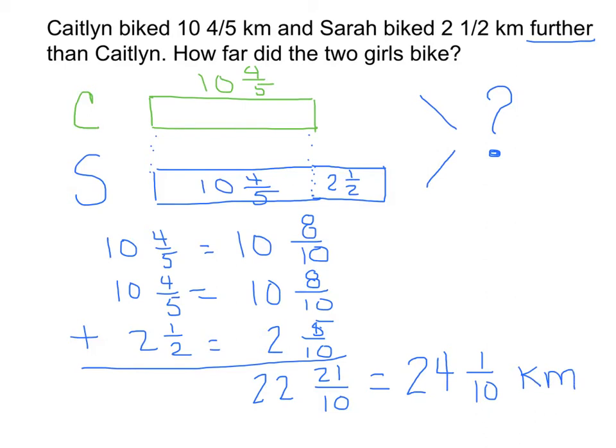Now just to refresh your minds, remember to turn that fraction greater than 1, 21 tenths, into a mixed number. It's 21 pieces, and we want to know how many groups of 10 that we can make with those 21 pieces. It would be 10 tenths. And of course, that's 2 groups of 10 with 1/10 left over. So that's how I changed my 22 into 24 and 1/10 kilometers. Okay, so all together, the girls traveled 24 and 1/10 kilometers.